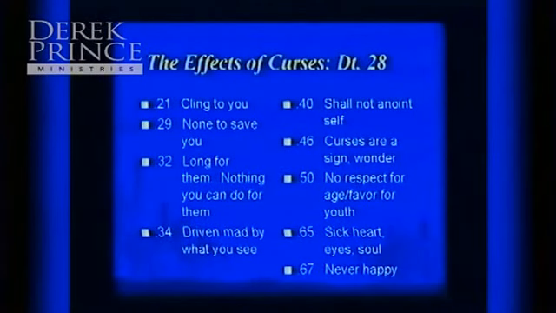When a person's under a curse, it clings to them. It is not removed by self-effort. It is not removed by turning over a new leaf. It's not removed by eating a bowl of Wheaties every morning. These things cling to people generation after generation. And this is a typical sentence right here in verse 29, where it says, you shall be only oppressed and plundered continually, and none will be able to save you.